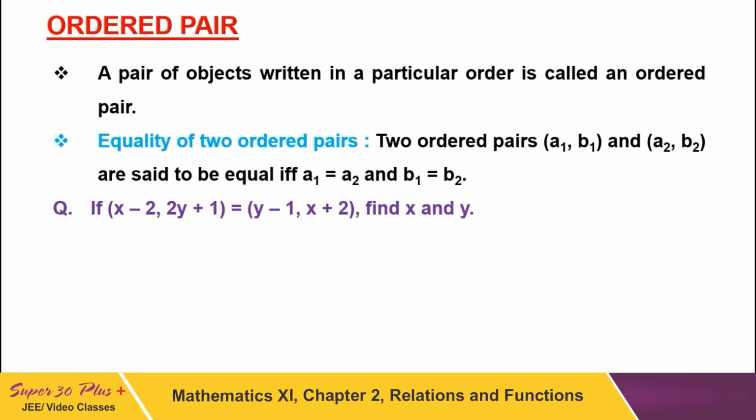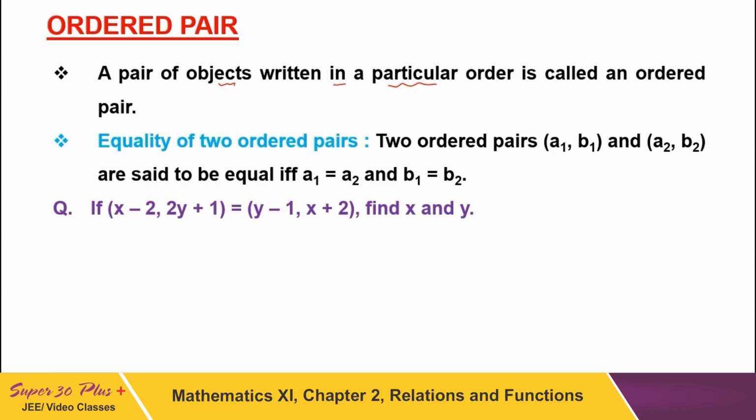Now students, what is an ordered pair? It is the main concept of this chapter. A pair of objects written in a particular order is called an ordered pair. What is the meaning of particular order? In an ordered pair, order is important. That's why the term particular is used here.